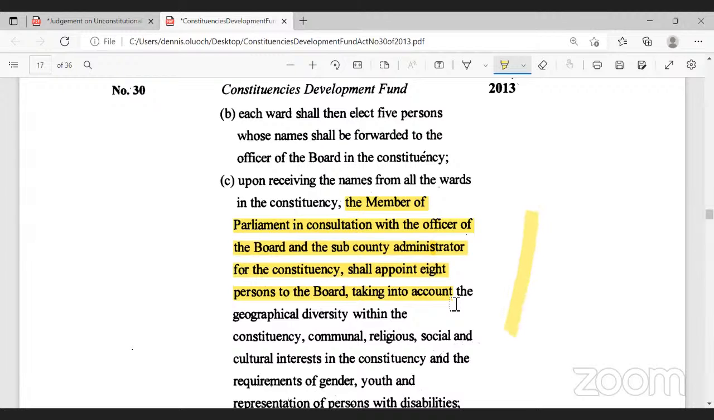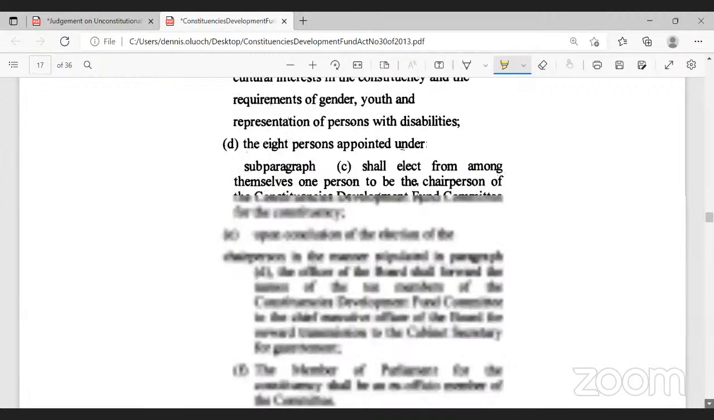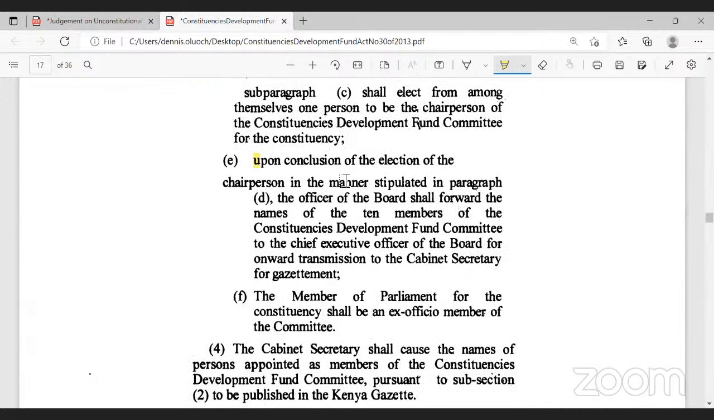And then let us see what F is saying. F says, upon conclusion of the election of the chairperson in the manner stipulated in paragraph D, the office of the board shall forward the names of the 10 members of the Constituency Development Fund Committee to the Chief Executive for onward transmission to the Cabinet Secretary. No, that is E. That is not declared. We are supposed to refer to F. There F says the member of parliament for the constituency shall be an ex-officio member. So that was also found to be unconstitutional.